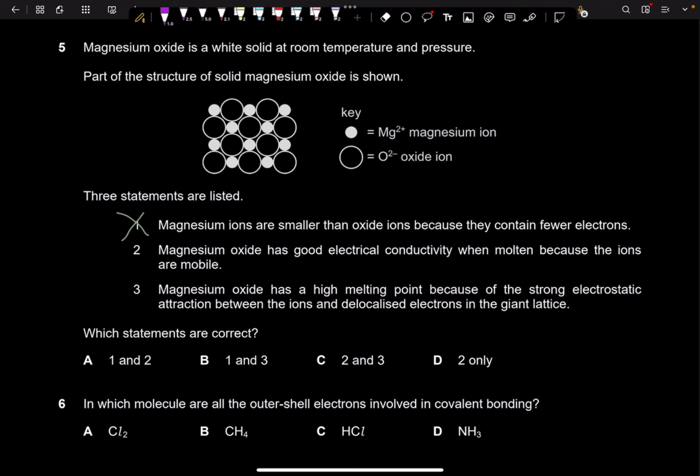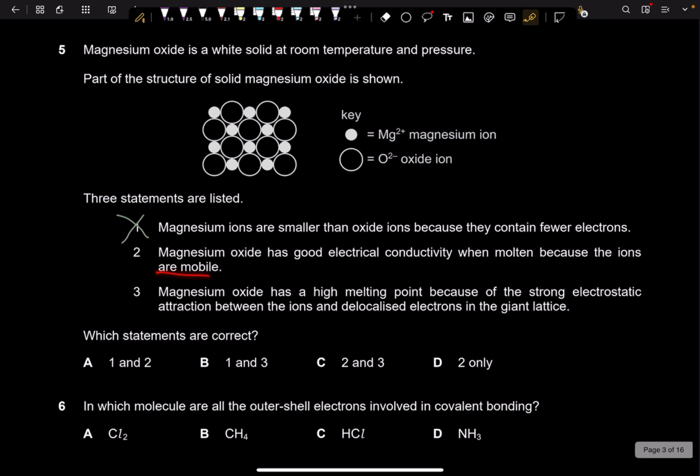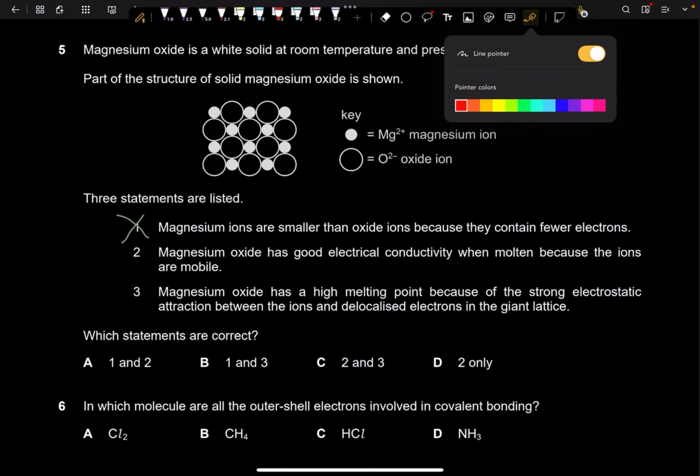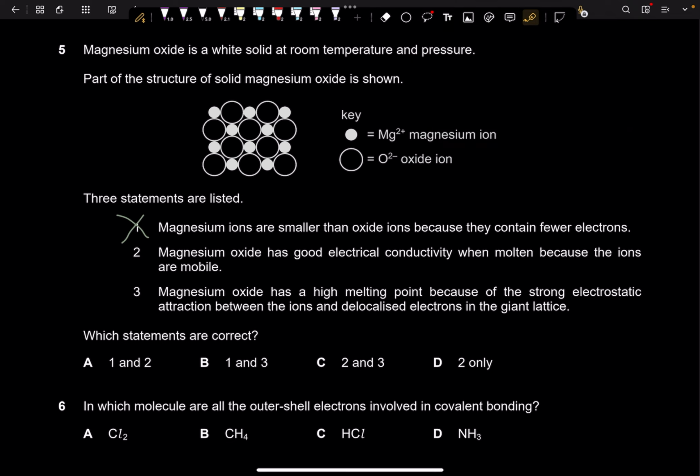Both have equal electrons. Magnesium oxide has good electrical conductivity when molten because the ions are mobile. That's correct. These ions, which are held together in fixed positions, will get free. So you're going to have mobile ions. That is why it's going to be a good conductor. So option 2 is correct.